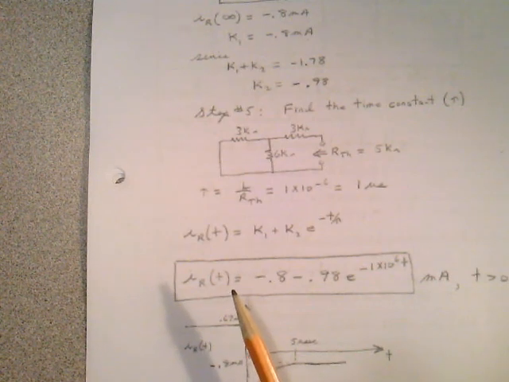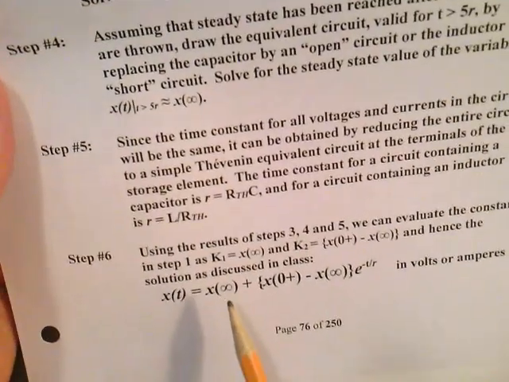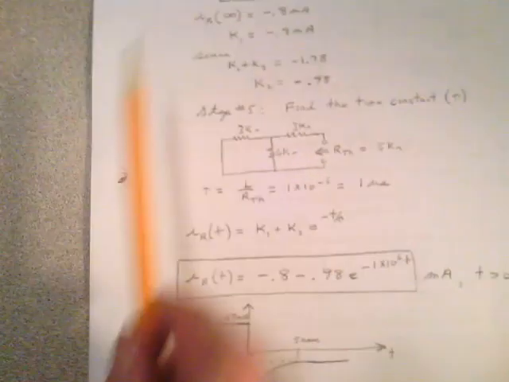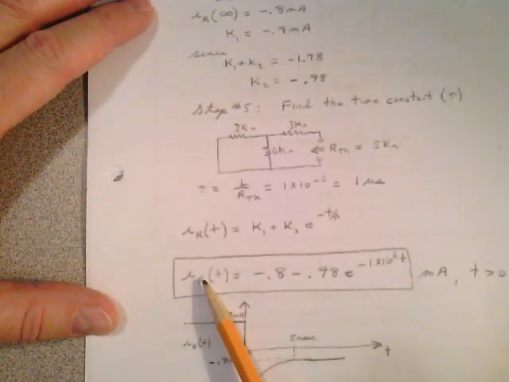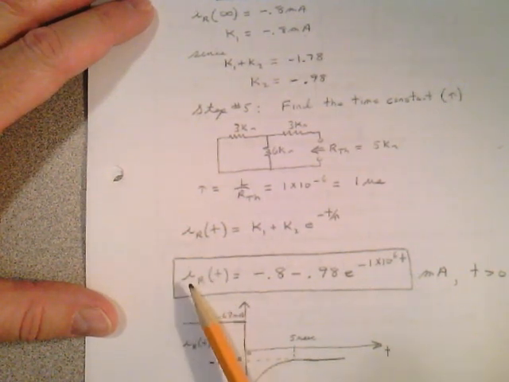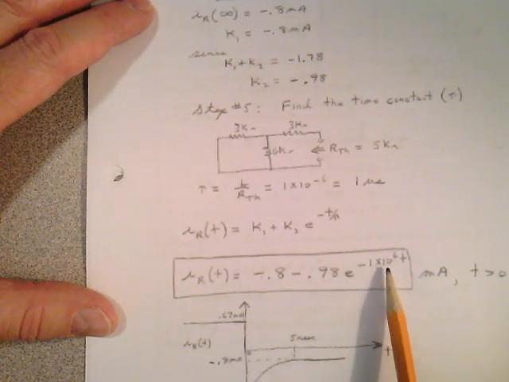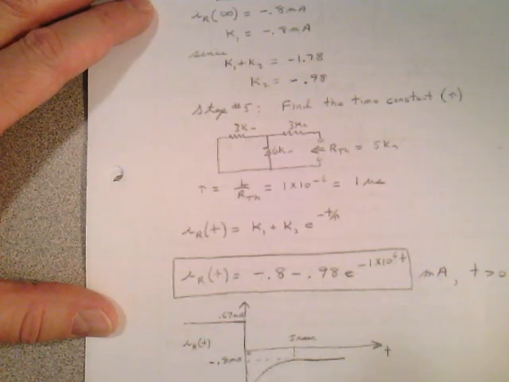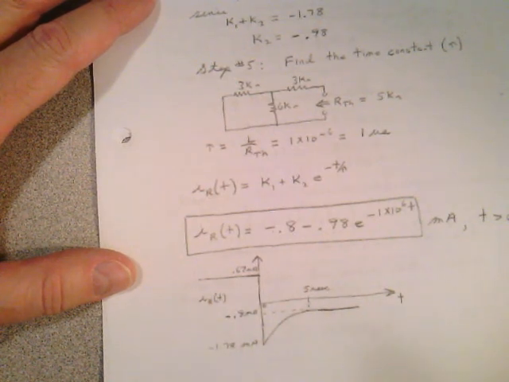You're making the substitutions from, in this case, these values here and here and here that you found previously in this problem. The current with respect to time in that circuit, I of R, is equal to a negative 0.8 minus 0.98 e to the minus 1 times 10 to the 6t, and that's in milliamps for t greater than 0. And this is what that current looks like. It's a step response, don't forget. We're not talking about the current in the inductor, we're talking about the current in the resistor.